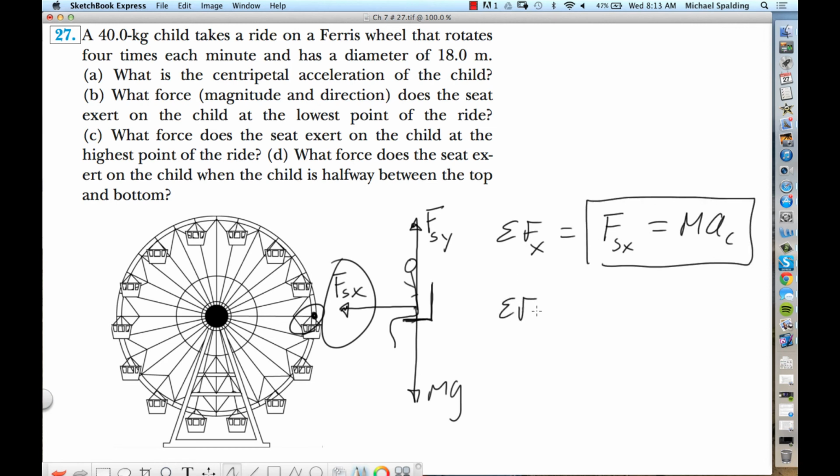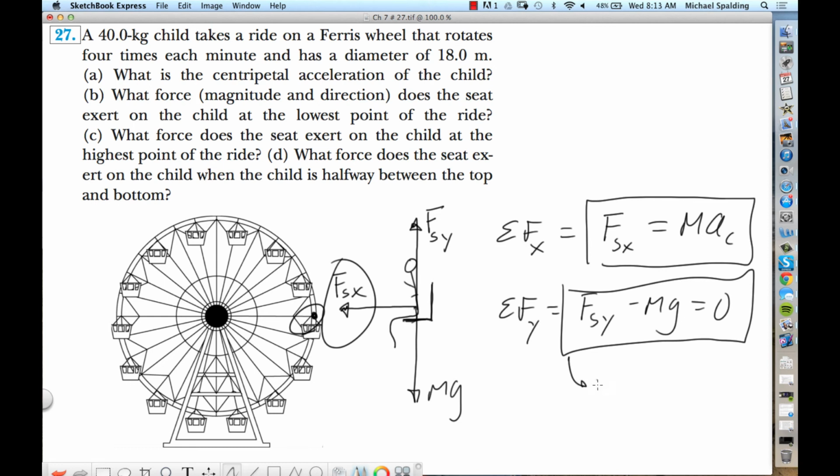Okay, sum the forces y. We have force of seat y minus mg, and then these guys are just canceling each other, right, to 0. So solve for the force of seat y, which is just equal to mg. Force of seat y is going to be 392. Okay, and then solve for the force of seat x. The force of seat in the x direction, centripetal acceleration is still 1.58. So this comes out to be 63.2.